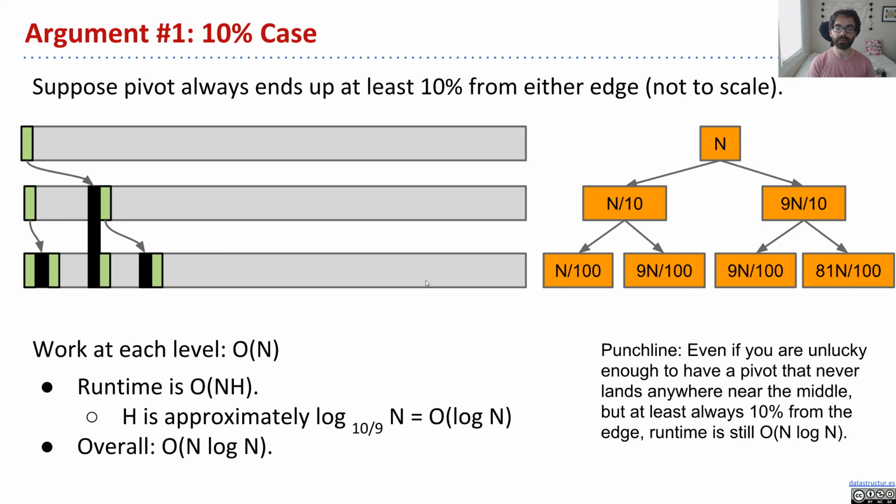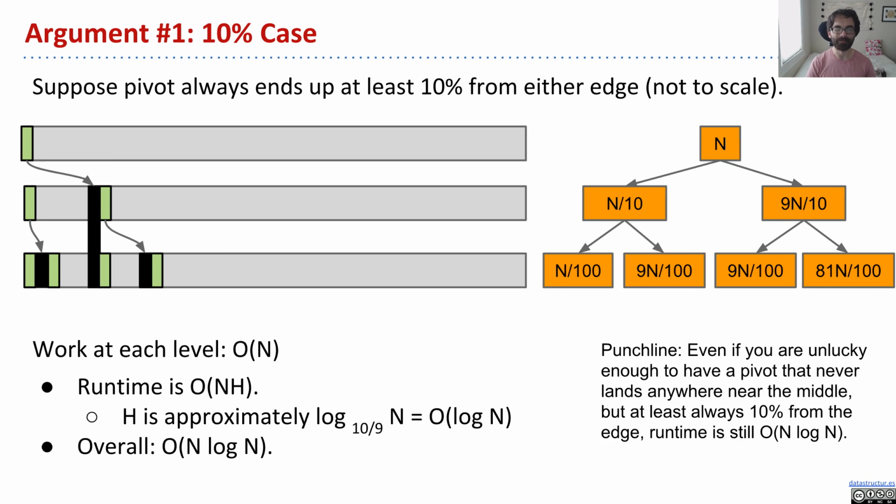And so the punchline here is that even if you're unlucky enough that you never land in the middle, you're always at around this 10% mark, but you're at least that lucky, well then the runtime is still big O of n log n. Now you can actually extend this same proof to say always ends up at least 1%, or 0.1%, or 0.001%. As long as it's some fixed percentage, then this proof still continues to hold. And hopefully that gives you some intuition for why, on average, you should be in pretty good shape.